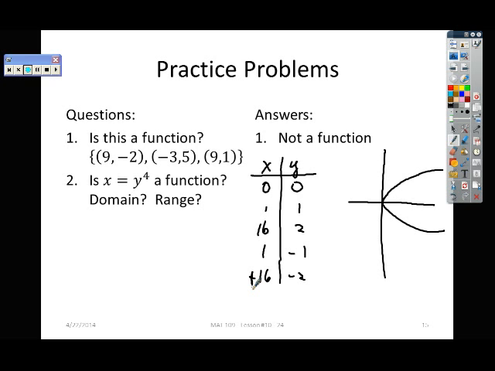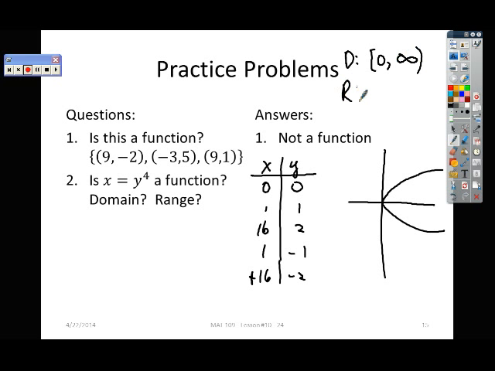So is that a function? No. How do you know? Vertical line test. Does it have a domain? Yeah. Even if it's not a function, it has domain and range. What's the domain? Domain is the x values. Where does this begin in x? So my domain begins at 0 and goes to where?